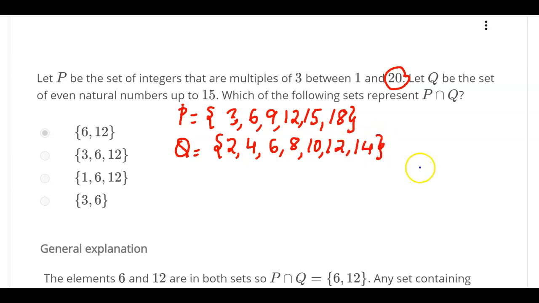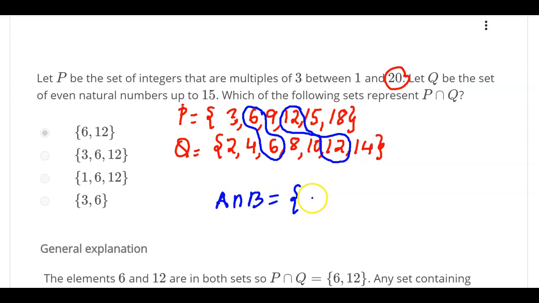Remember what they're asking me? They're asking me to find something that's common between both of them. So when I look at that, I have a 6 that's common, and I have a 12 that's common. So always write down your sets. That way you can actually see what your sets are. So A intersection B, in other words, I'm asking what's common between both of them? What are they sharing together? They're sharing the numbers 6 and 12.